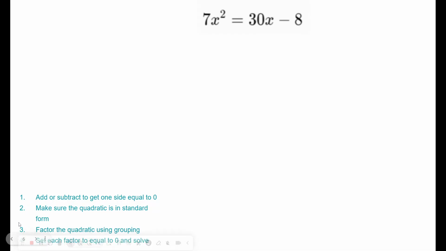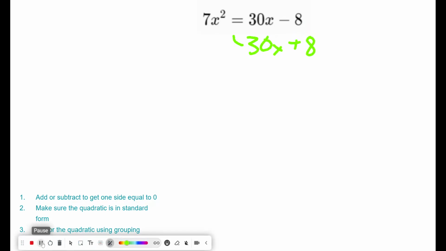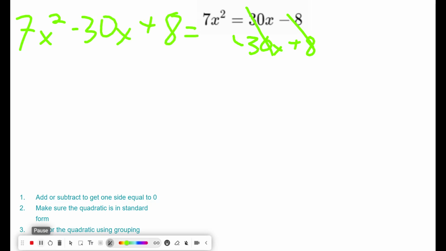7x squared equals 30x minus 8. Now, add or subtract to get one side equal to 0. Right now, I don't have one side equal to 0. Technically, I could subtract 7x, but I really want my a value to be positive whenever I can. So I'm going to subtract 30x and add 8. So if I subtract 30x there, that'll clear that out, add the 8 there. We're left with 7x squared minus 30x plus 8 equals 0.